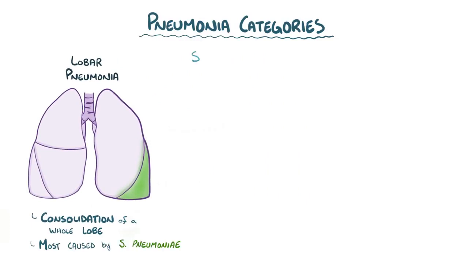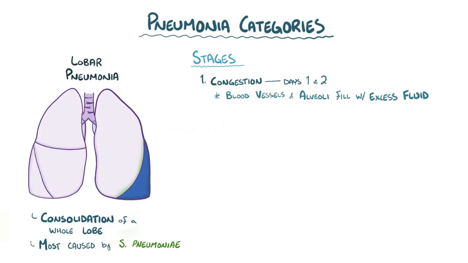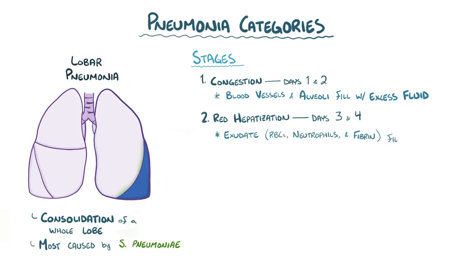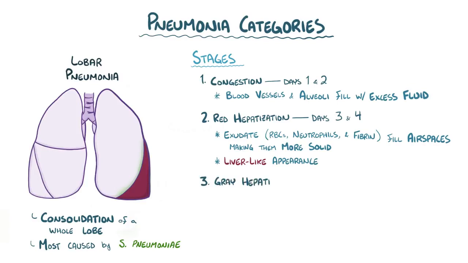Usually, lobar pneumonia happens in stages. The first stage is congestion, and it happens between 1 and 2 days. This is where the blood vessels and alveoli start filling with excess fluid. The next stage is red hepatization, and it happens between days 3 and 4. This is where exudate, which contains red blood cells, neutrophils, and fibrin, starts filling the air spaces and makes them more solid. The name hepatization refers to the lungs taking on a liver-like appearance from the reddish-brown color of the exudate. The third stage is gray hepatization, which happens around days 5 to 7.